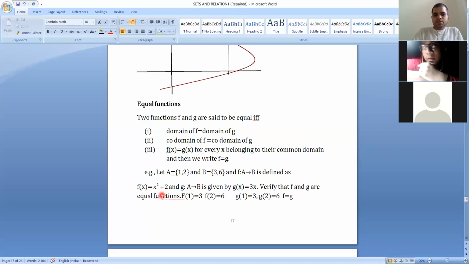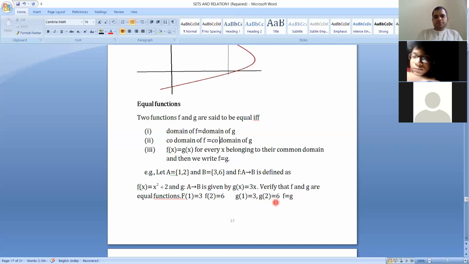F2 is 6, 6, 4. Similarly, what will be G1? G1 is 3 and G2 is 6. So you can see that F1 is equal to G1 and F2 is equal to G2. For corresponding elements, the value is the same. Why is G1 equal to 3? Because if you put x as 2, 3 into 2 becomes 6.